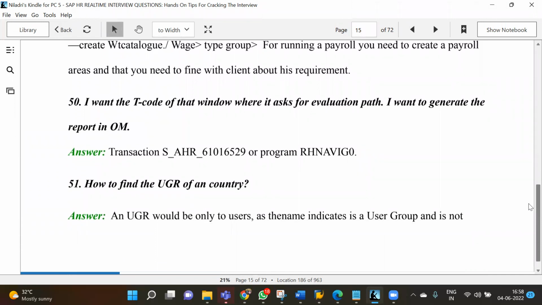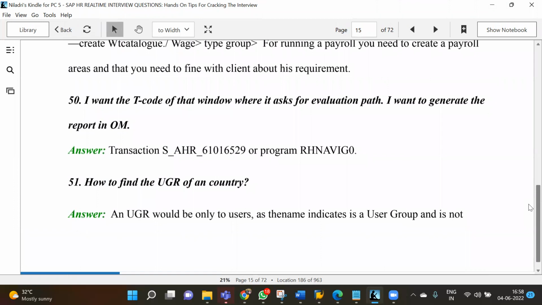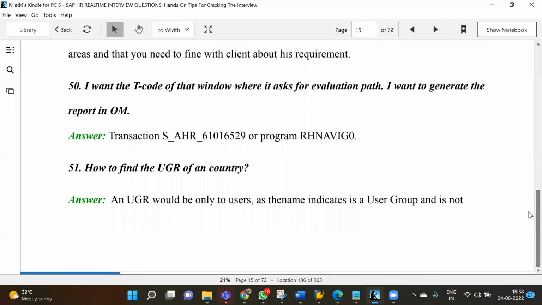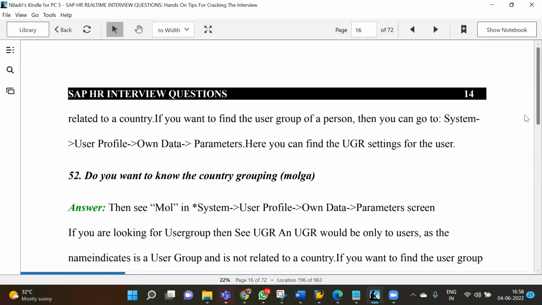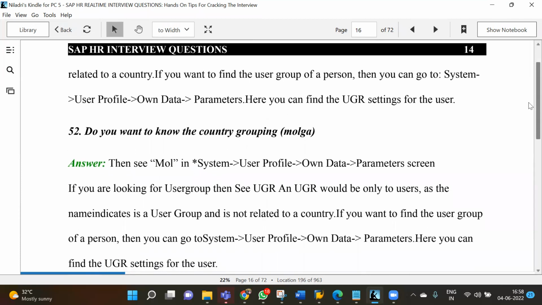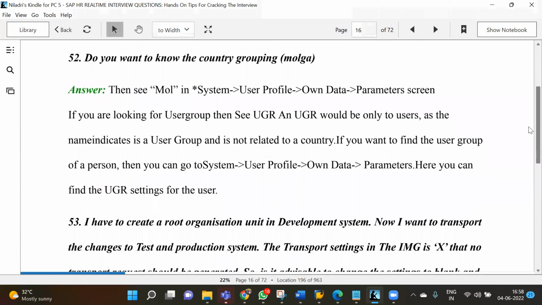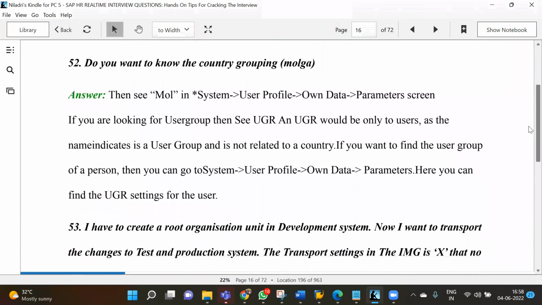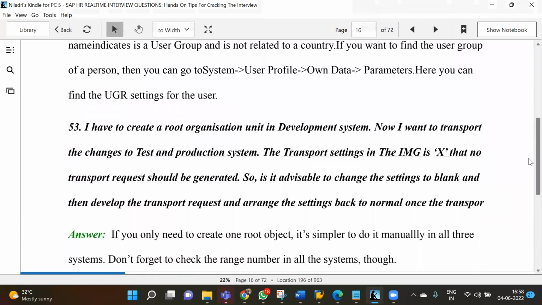So from an interview point of view, yes, companies ask these questions. You have to anyway remember how to find the MOLGA of a country, right? Then we want to know the country, which goes through MOLGA. Okay, so what is the MOLGA? They may ask, right?